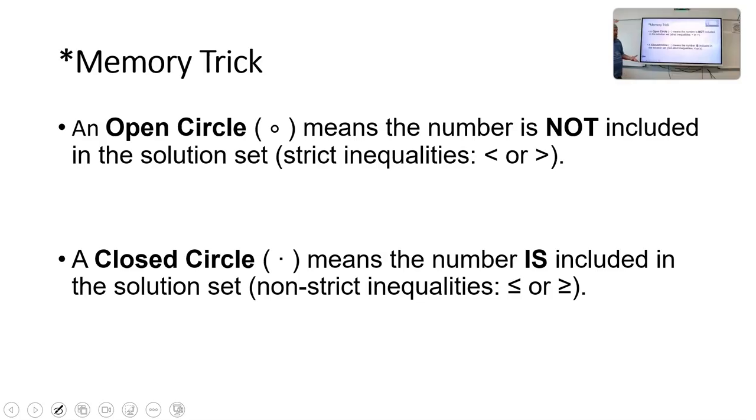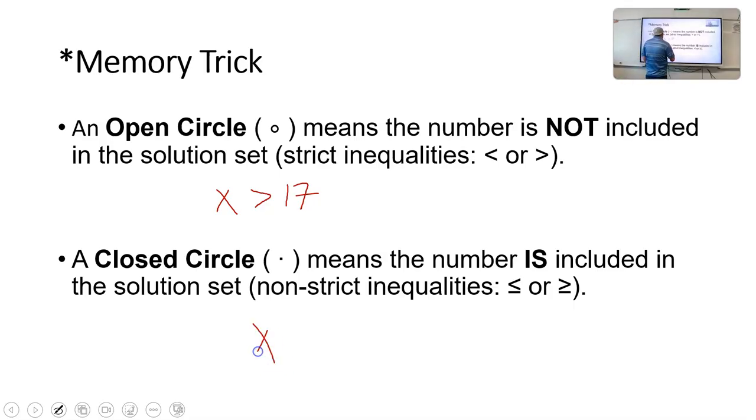So basically, something you can do to help yourself remember when it is open or closed when it comes to graphing. An open circle means the number is not included in the solution set, and it's strict inequalities. So it's either this or this. For example, if I had x is greater than, let's say, 17, the solution set would have to be numbers like 17.1, 17.2, anything bigger than 17, but it doesn't actually include 17.